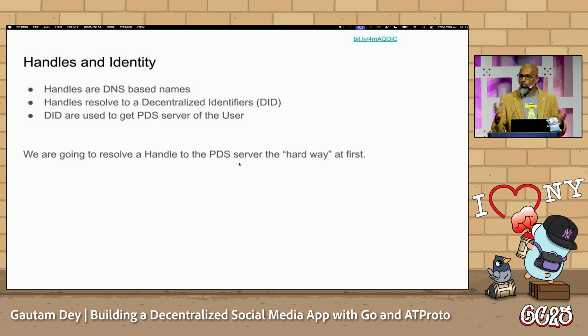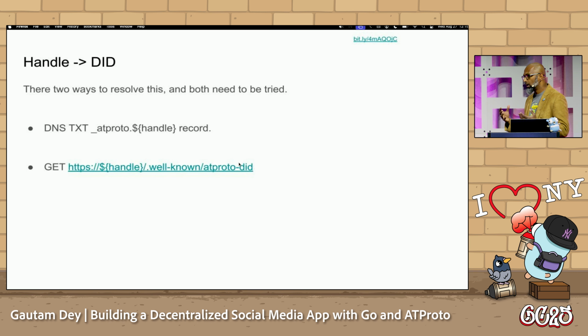So I'm going to walk you through the hard way of resolving a handle to a PDS server, and this is going to be through curl scripts and DNS, just doing dig. There are two ways a handle translates to a DID. The first way is DNS. You ask for a very particular record, which is going to be _atproto.your-handle, and see if there's a record there. If there is a record, it should show you the DID.